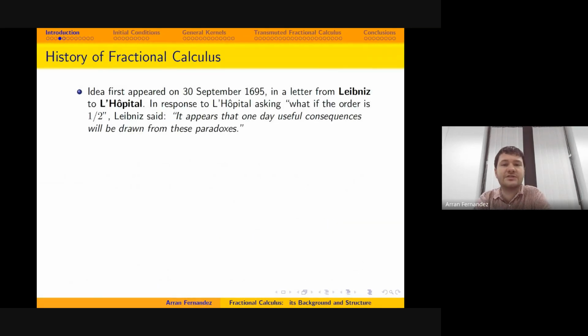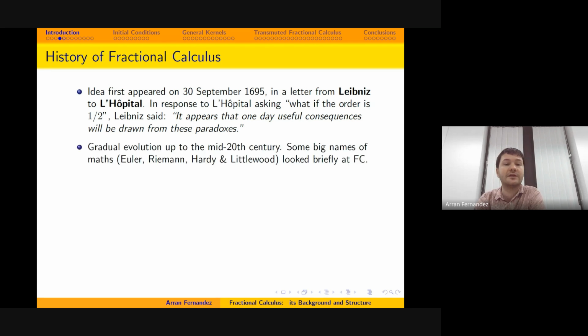The history of fractional calculus starts in 1695. This is a date that everyone in this field of research is always quoting, 30th of September 1695, the letter from Leibniz to L'Hôpital. They were talking about derivatives, the order of derivatives. L'Hôpital asked, what if the order is 1/2? And Leibniz said, it appears that one day useful consequences will be drawn from these paradoxes because there are hardly any paradoxes without usefulness. This was the comment of Leibniz. Just a comment, a philosophical statement. He didn't really develop it mathematically, but it's interesting to know that the idea goes back to the beginning of calculus with Leibniz himself. Up until the mid-20th century, the field developed very slowly.